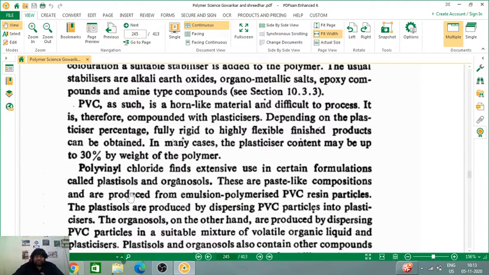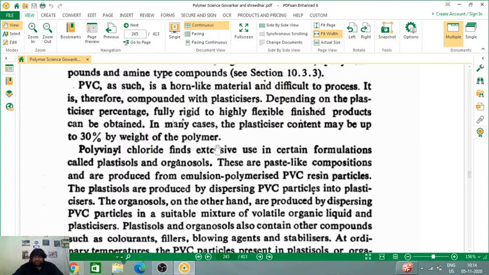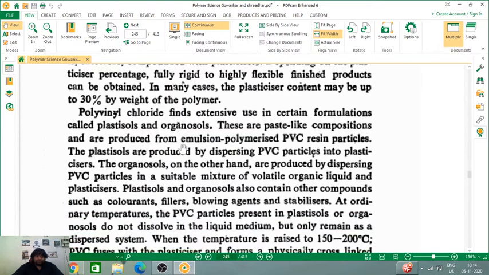PVC as such is a horn-like material and difficult to process. It is therefore compounded with plasticizers. Depending on the plasticizer percentage, a fully rigid to highly flexible finished product can be obtained. In many cases, plasticizer content may be up to 30% by weight of the product.